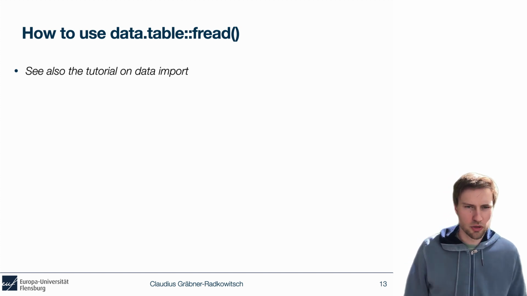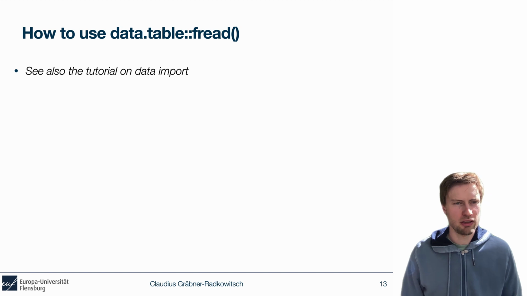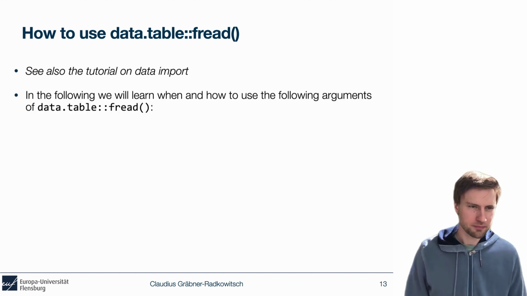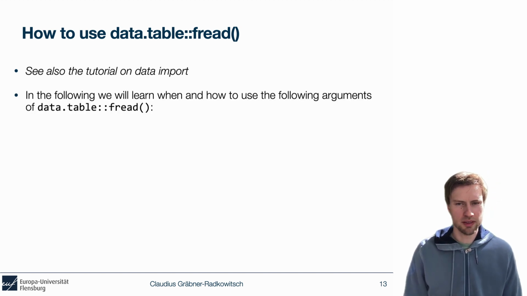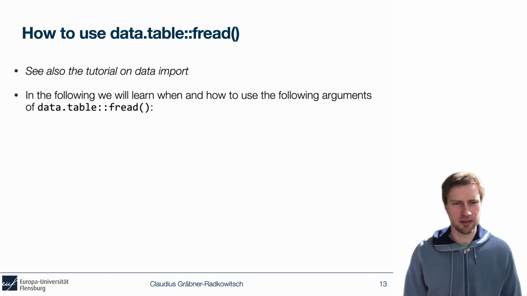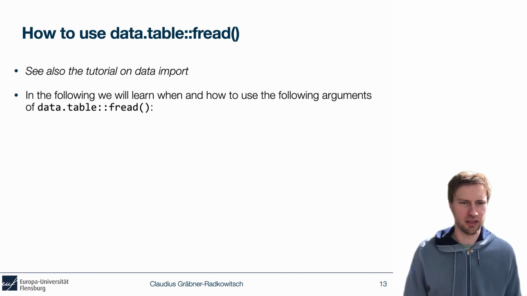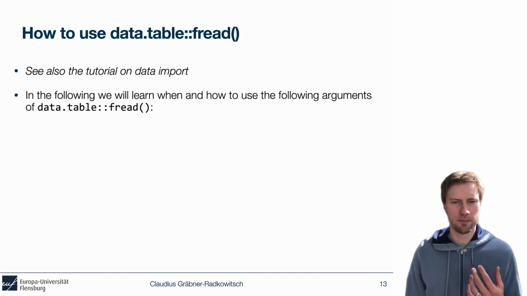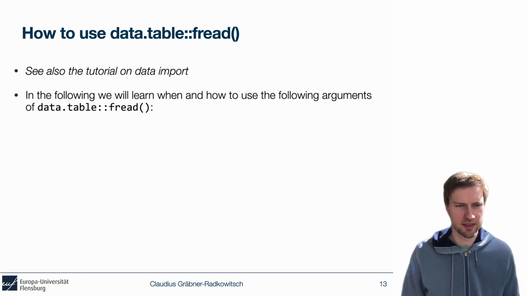So if you want to get some more details or reread what I'm saying here, you can have a look at that. So the goal is to learn a little bit what you can do when the standard call of fread that we've used in the first exercises doesn't produce the result you actually want. And to this end, we will have a look at 4 quite common optional arguments that you can use.